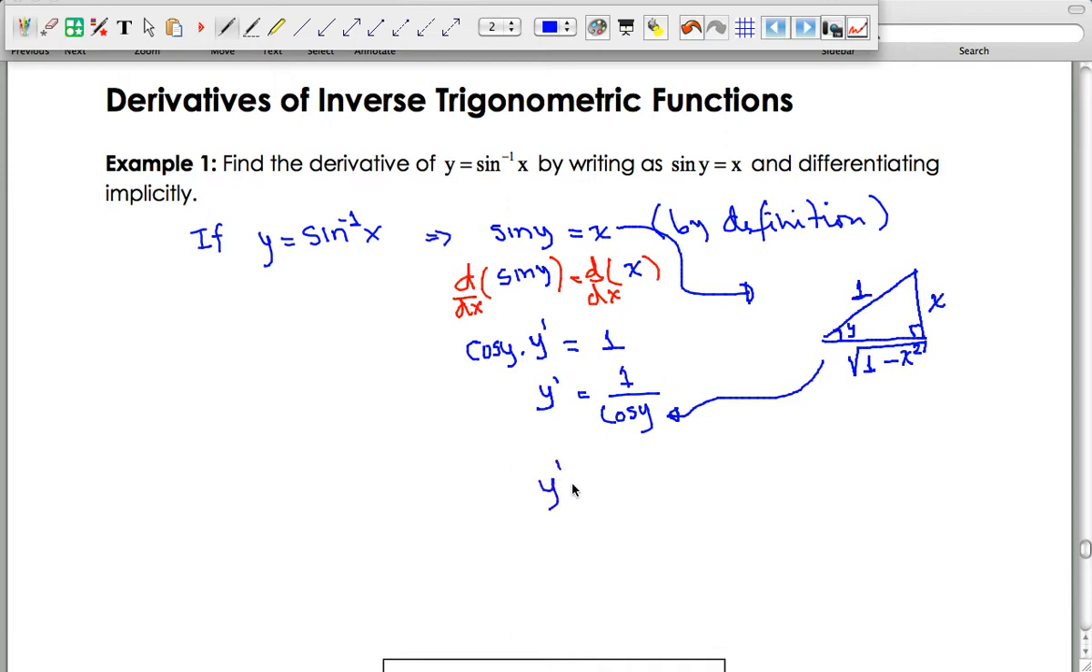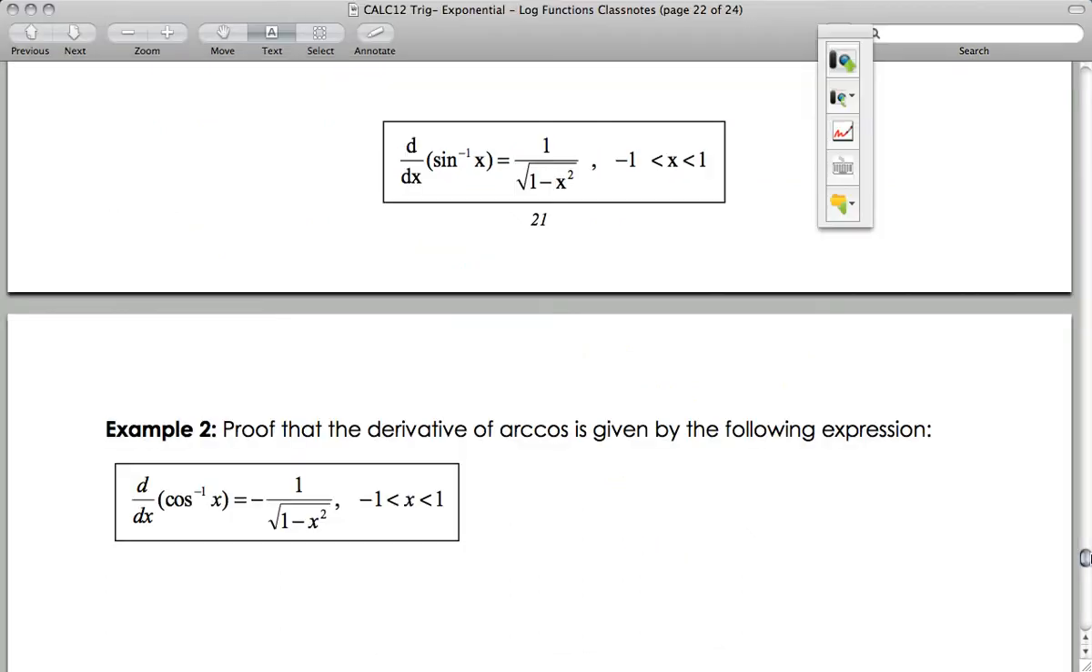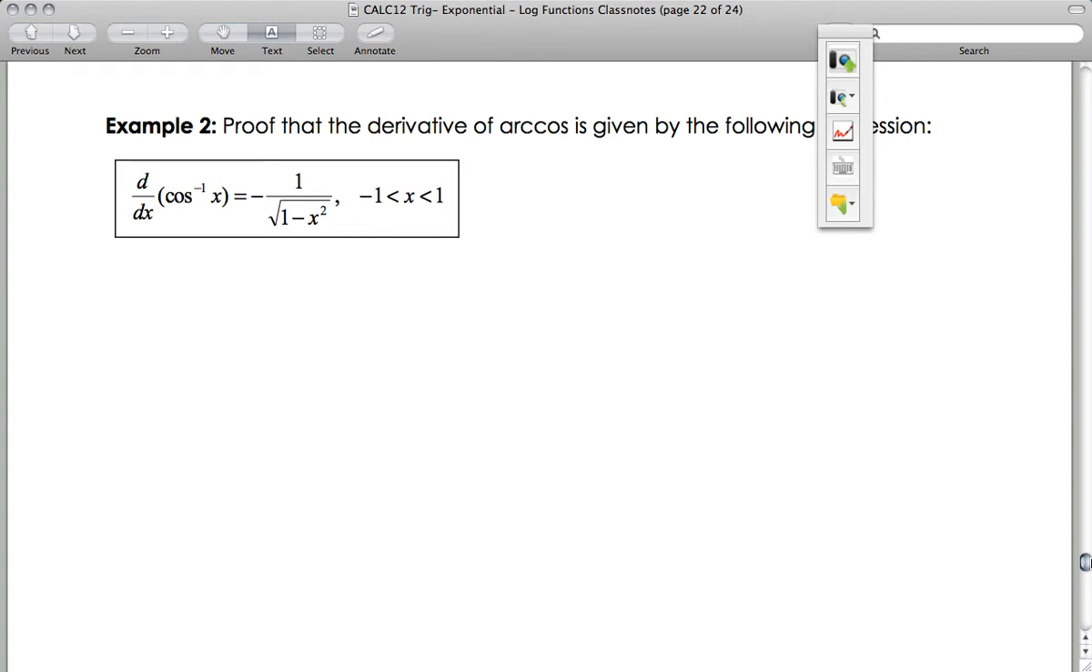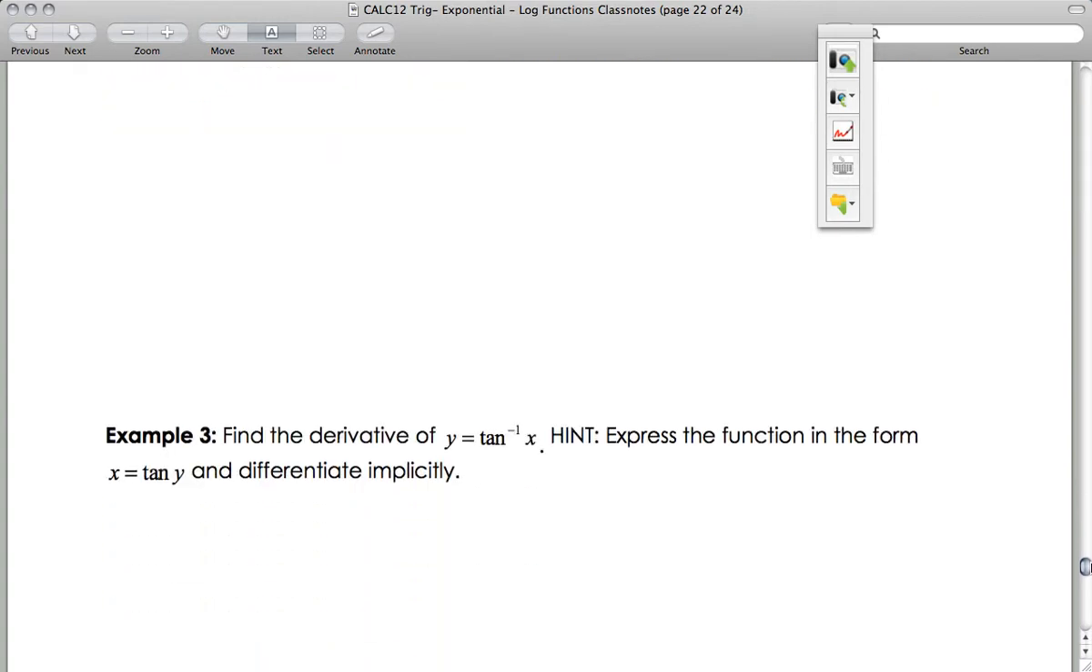Y prime would equal 1 over cos y. But if y is the angle, the cos of y would be adjacent over hypotenuse. And the adjacent is root 1 minus x squared. And that's the derivative.